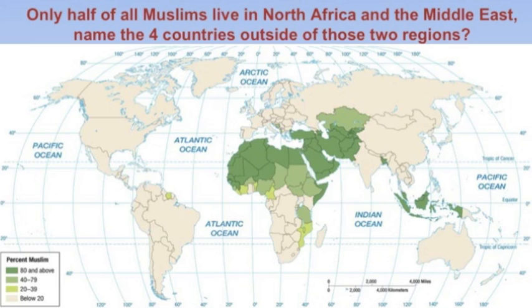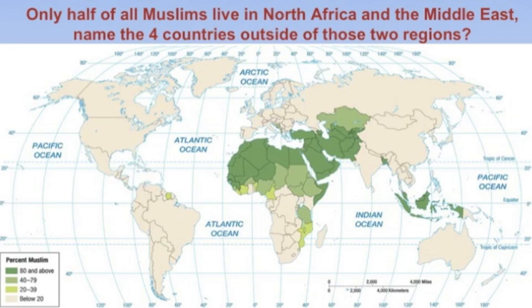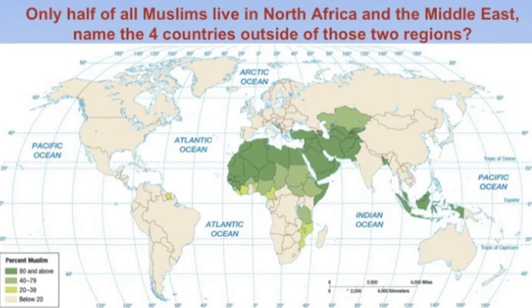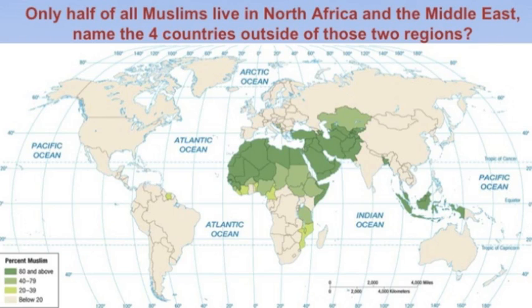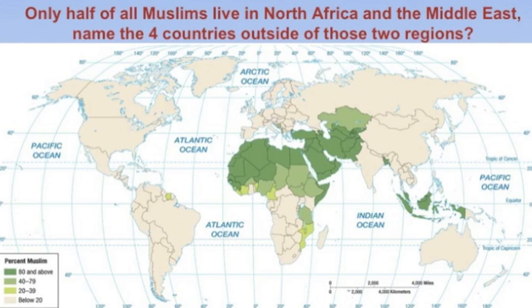So basically, the general regions where Islam is predominant are North Africa and the Middle East. We want you to name 4 countries outside of those regions, a little bit broken away from them, that still have a high percentage of Muslims. So go ahead and take a minute, analyze the map, and write down those 4 countries.